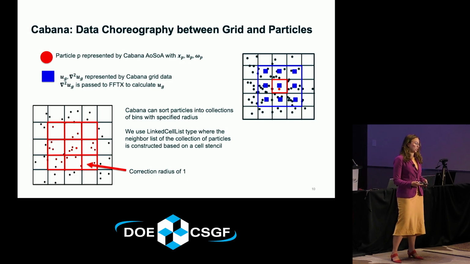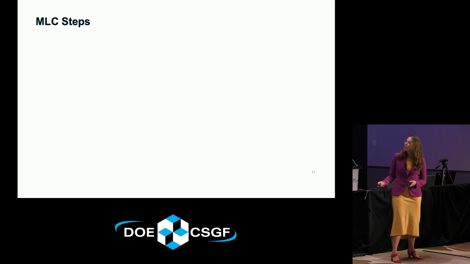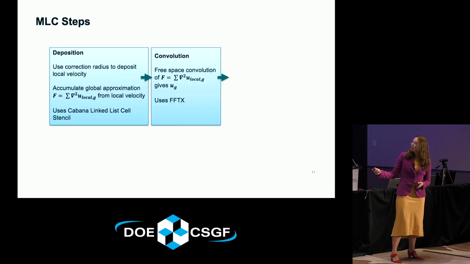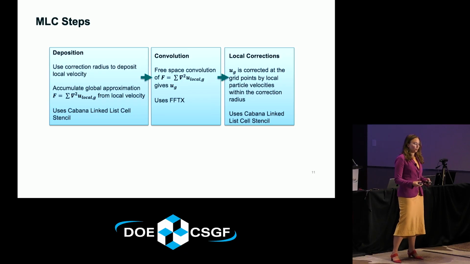for these local operations. The steps to the algorithm is first, we just deposit the vorticity on the grid to calculate a local velocity. And from that, we take the Laplacian of the velocity and accumulate that. From that, we do the free space convolution, which gives us the velocity on the grid. Then we do a correction step where within that collection of particles, that smaller correction radius, we correct the local grid velocity. And that gives us the far field contribution.